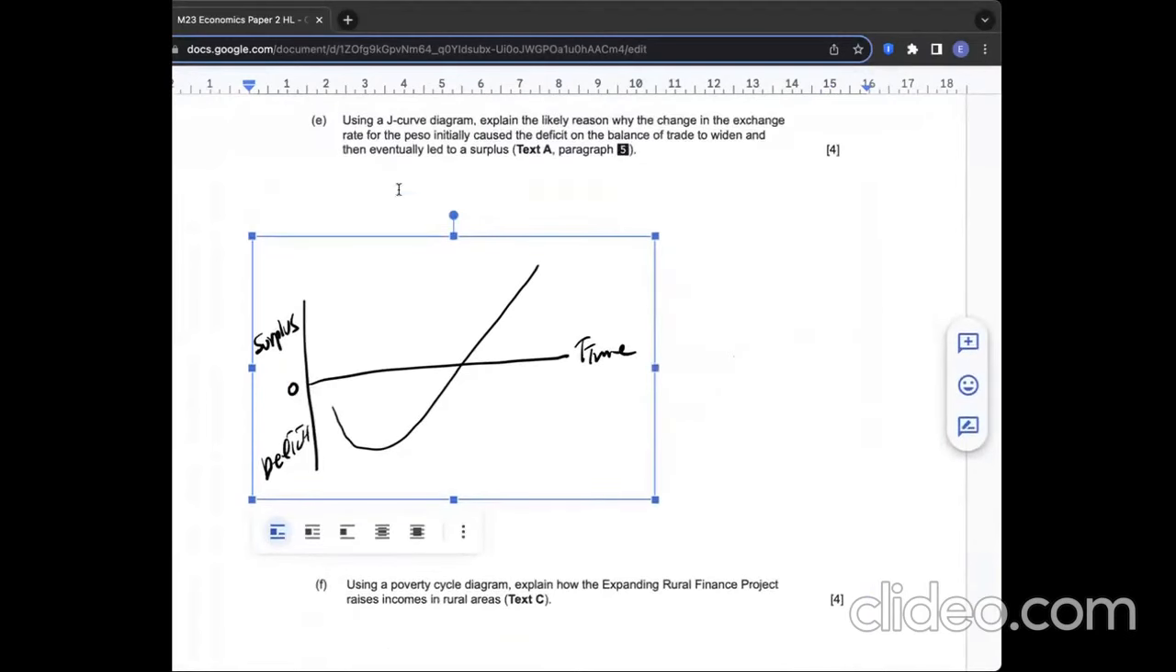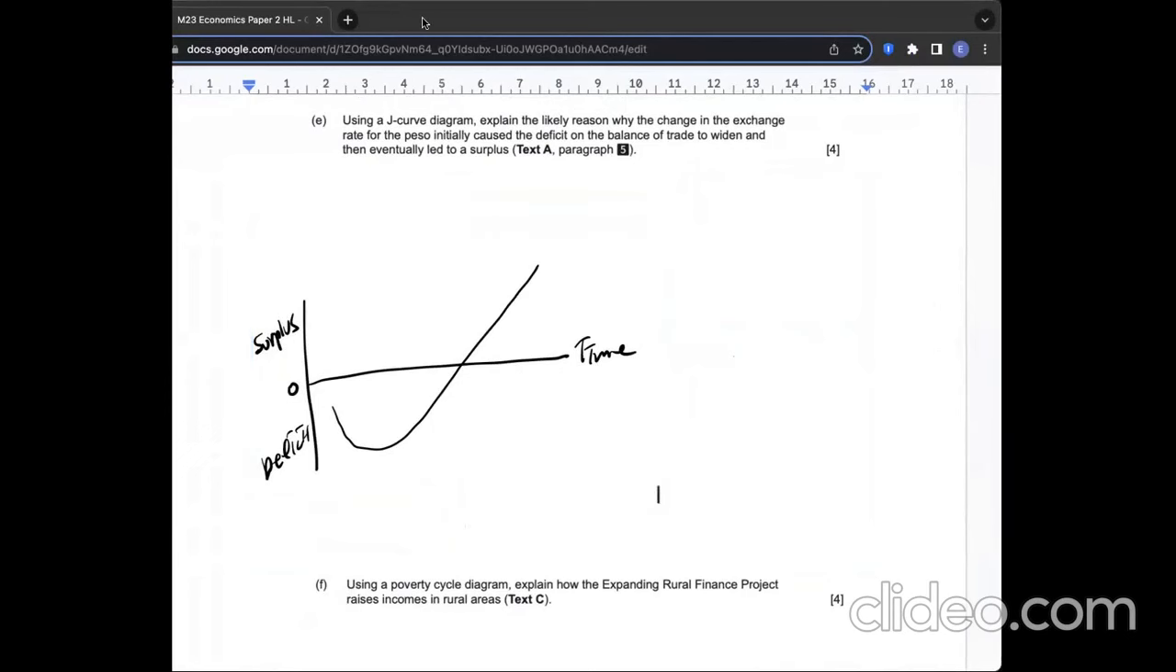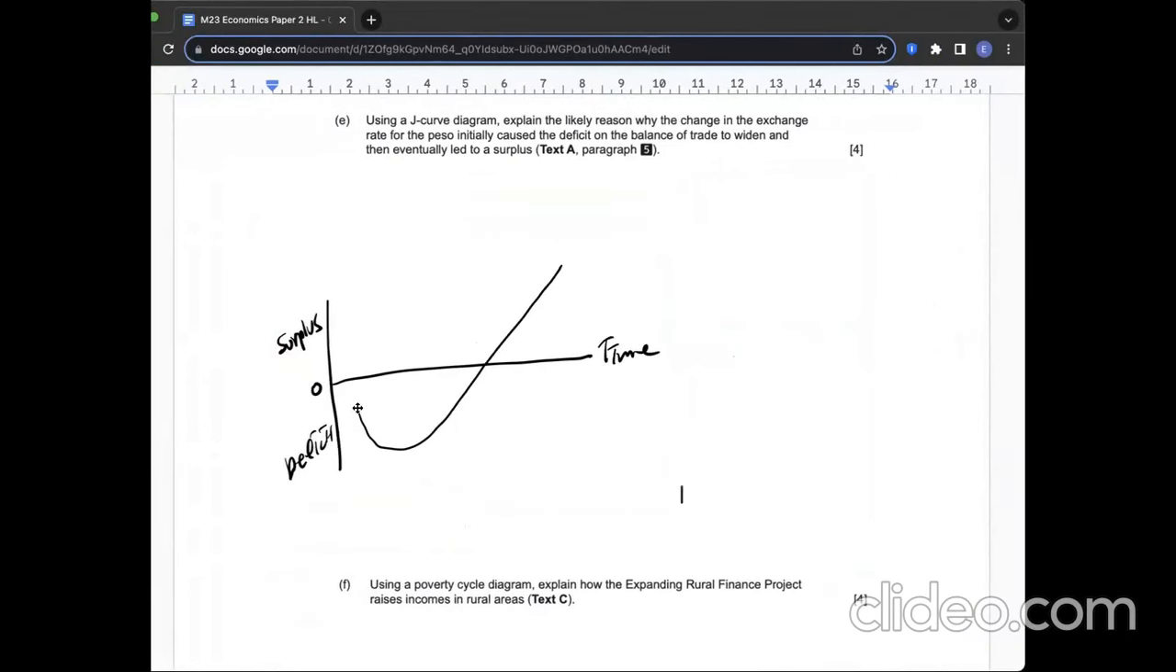The J-curve looks like this: the y-axis is surplus, zero, and deficit, and the x-axis is the timeline as time goes by. In the beginning, the deficit is getting worse. However, as time goes by, the deficit will gradually recover until a surplus will be recorded.